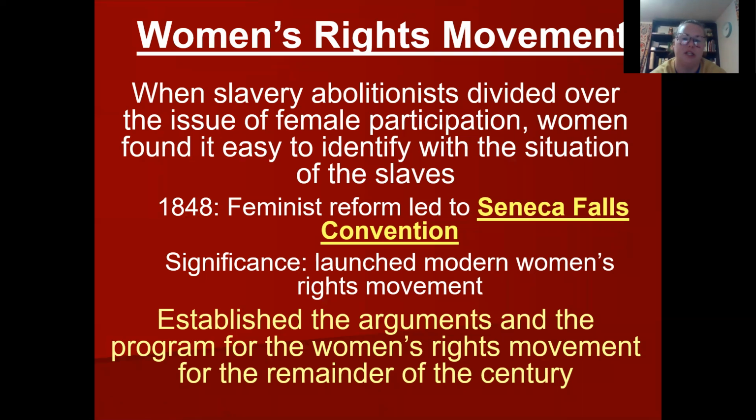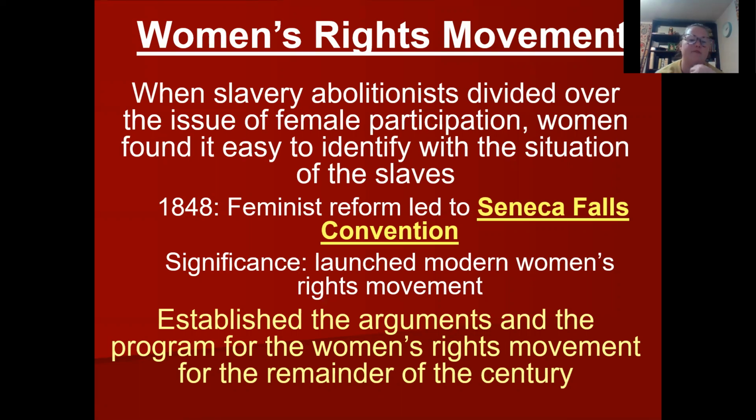So when slavery abolitionists divided over the issue of female participation, women found it easy to identify with the situation of slaves, okay? Women were not treated great during this time. Their job really was viewed as being home, taking care of the house, and you'll see in a second, they really had very few rights, okay? So as they are learning more and getting more educated, they're saying, whoa, whoa, whoa, we're kind of being treated as slaves.